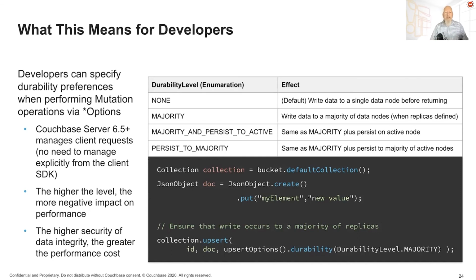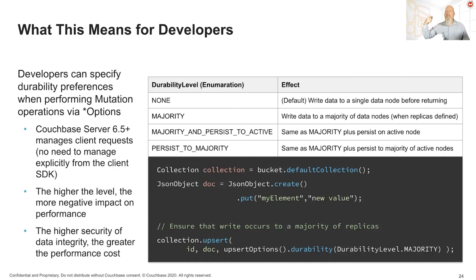Now, there's different levels that we can specify. The default, the one that you get if you don't say anything, is called none. That basically means I'm going to write it to the node that's the primary node, and then I'm going to return, and I'll let the replication and the persist to disk happen behind the scenes automatically, and I won't worry about that. I'll just let Couchbase take care of it, and I'll trust that it happens and everything's going to work. But again, if you want more control over that behavior, you can change the durability level, and you can set it to something higher.